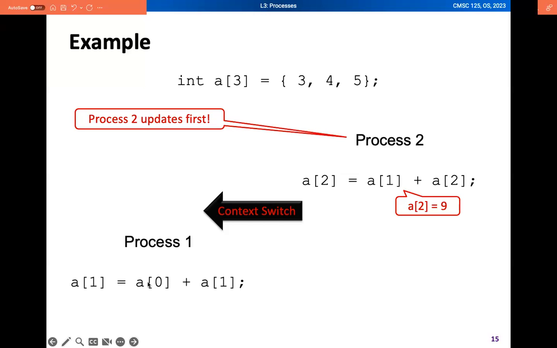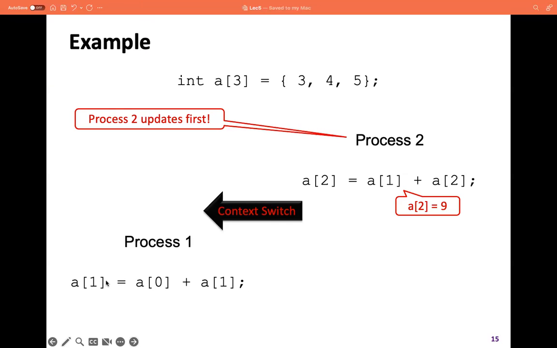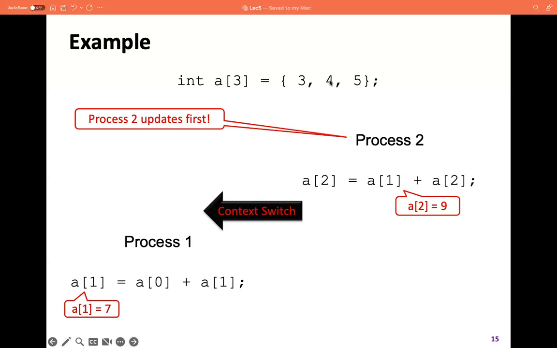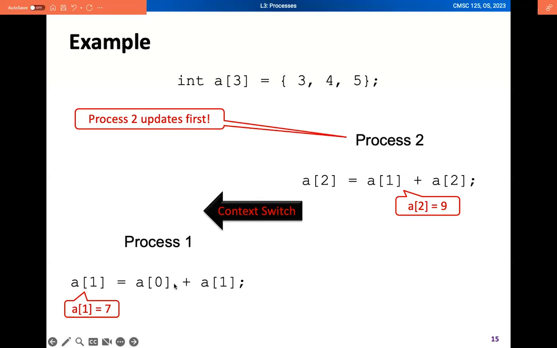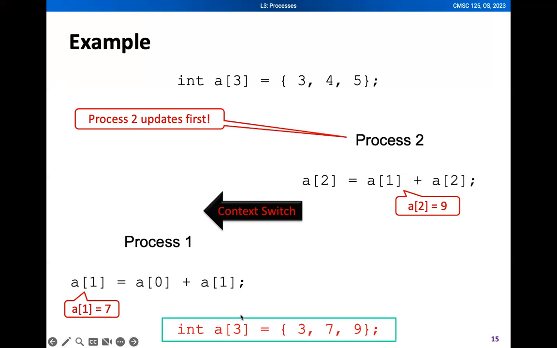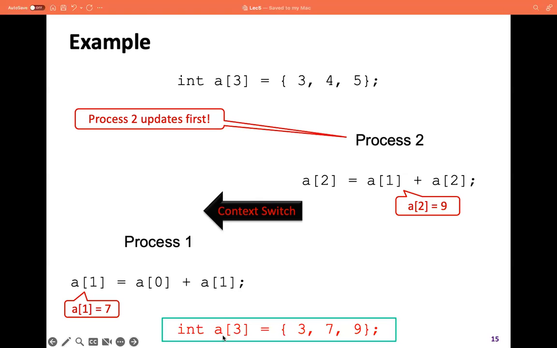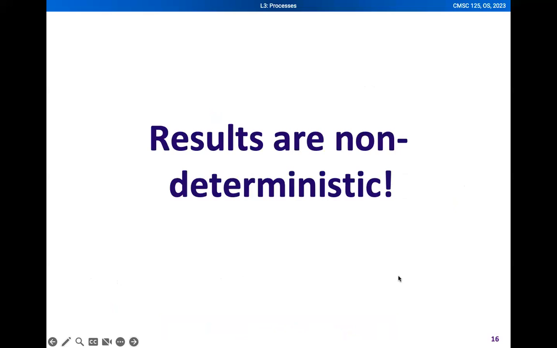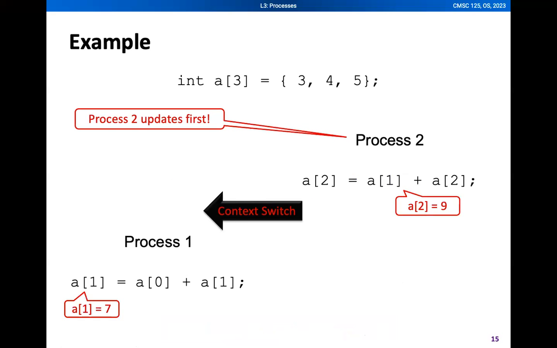So in this case, A of 1 is equal to 7. So A of 0 and A of 1, that is 3 plus 4, and that results in 7. So the final values of the elements of the array are 3, followed by A of 1, which is 7, and A of 2, which is 9. So we can see that the results are non-deterministic.